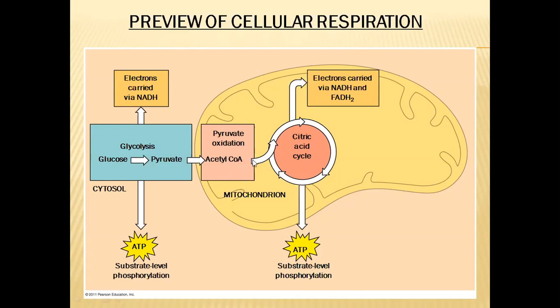This acetyl coenzyme A enters the citric acid cycle, and in the citric acid cycle, acetyl coenzyme A is broken down into carbon dioxide molecules. In this process, some NADH and FADH2 are formed, as well as some ATP molecules. By the end of the citric acid cycle, the glucose molecule is completely broken down into 6 carbon dioxide molecules, 10 NADH molecules and 2 FADH2 molecules.